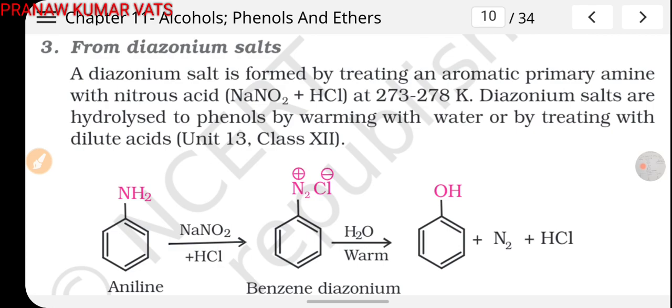So when aniline is treated with NaNO2 and HCl, then it results in formation of benzene diazonium chloride. This reaction is highly exothermic. So the whole reaction mixture is kept inside water bath, so that temperature must be maintained between 0 to 5 degrees Celsius or 273 to 278 Kelvin.